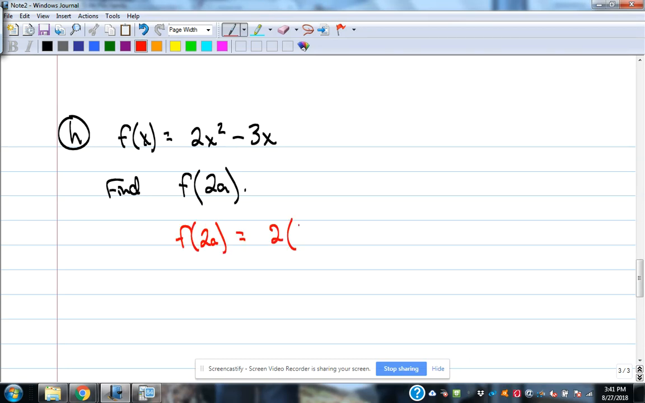So it's 2 times (2a) squared minus 3 times (2a). Just plugging those in, and then we're going to work them out using order of operations: parentheses, exponents, multiplication, division, left to right, addition, subtraction, left to right. So there's a parentheses with some exponents involved. When we square 2a, what does that mean? Yeah, 2a times 2a, times itself. So that'd be 4a squared.